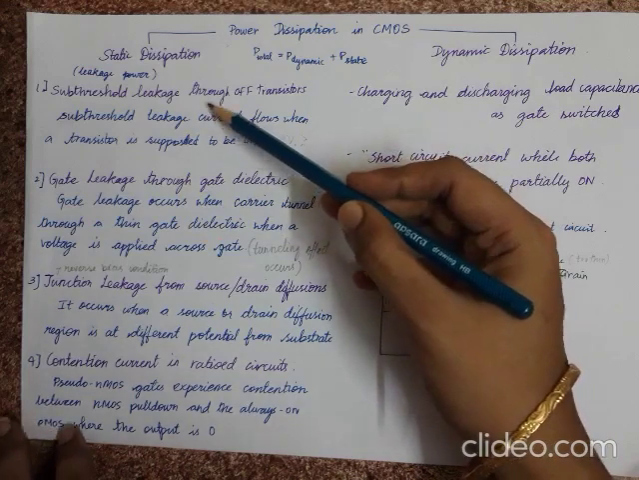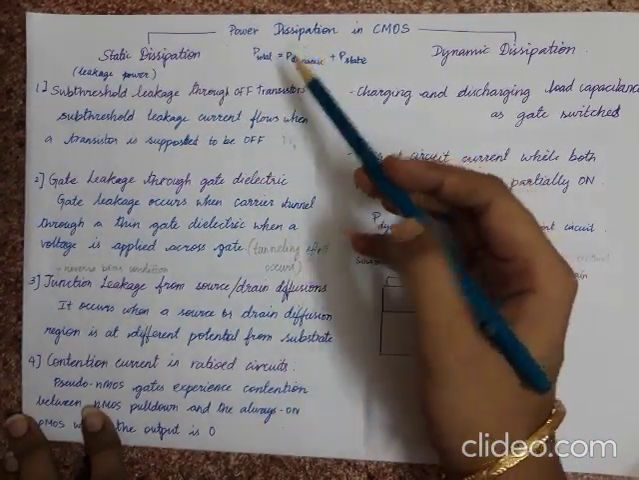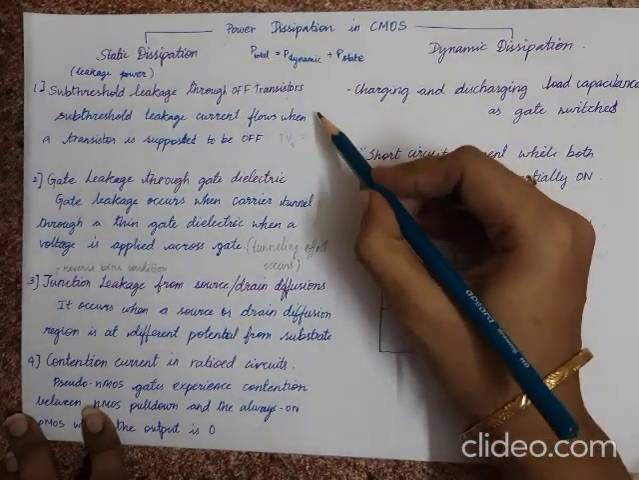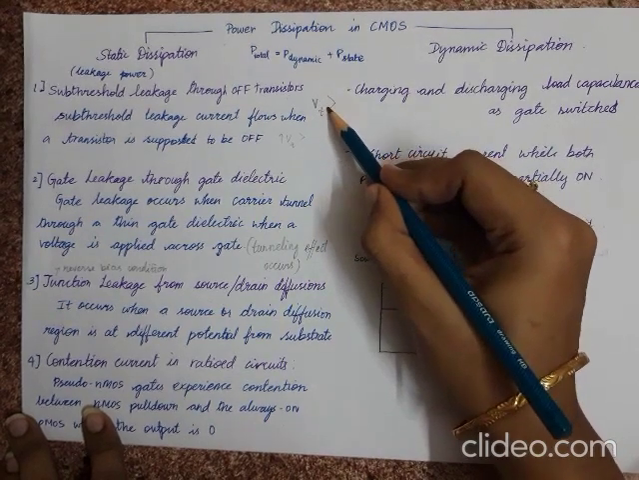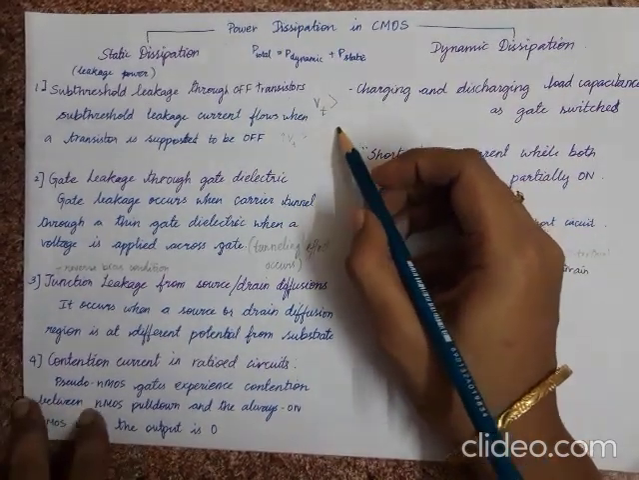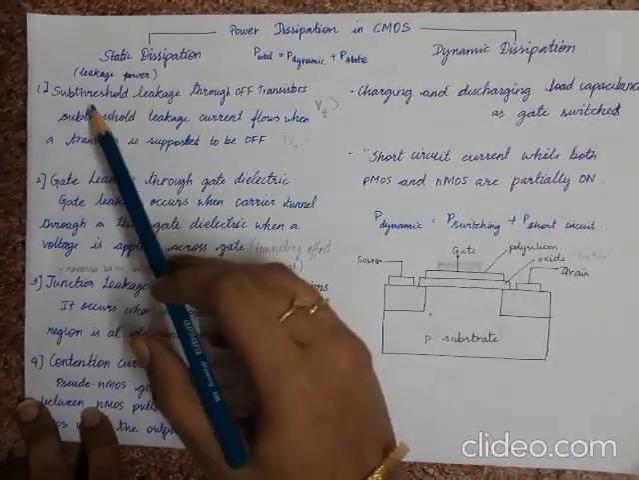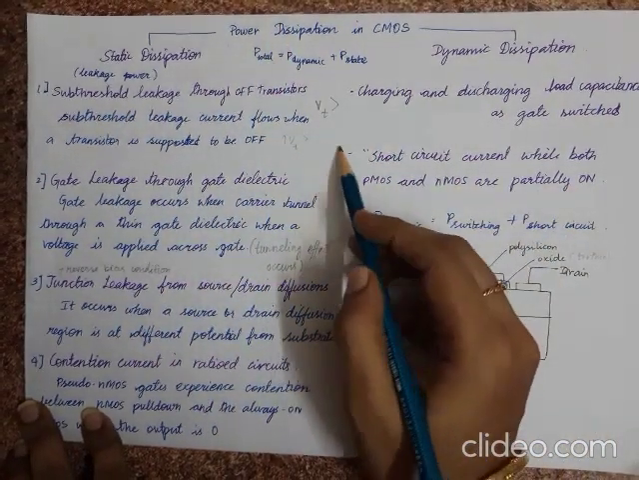The first one being subthreshold leakage through off transistor. Whenever we consider a transistor, it only starts conducting above the threshold voltage. But in some cases, before it reaches the threshold voltage, the transistor starts conducting. So that time we have subthreshold leakage which occurs then.